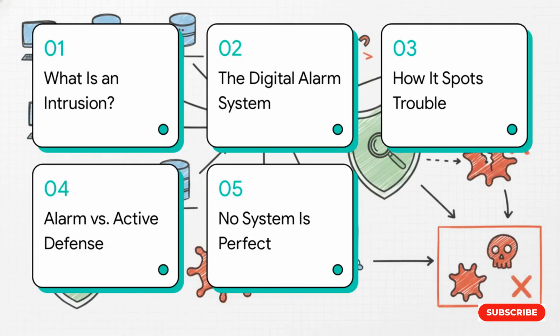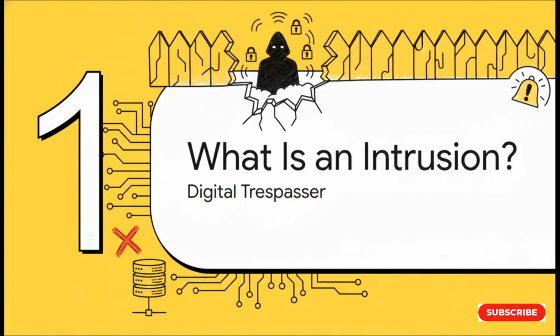All right, so here's our game plan. First up, we've got to define the enemy. What exactly is an intrusion? Then we'll get to know our digital alarm system and figure out how it spots trouble in the first place. After that, we'll look at what happens when that alarm actually goes off. And, super important, we'll talk about why no system is perfect. Okay, let's jump right into section 1.